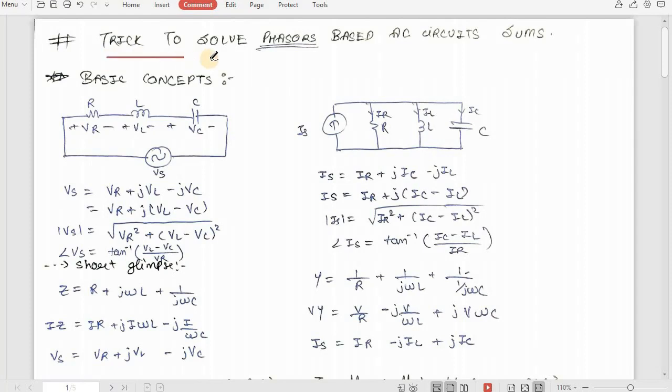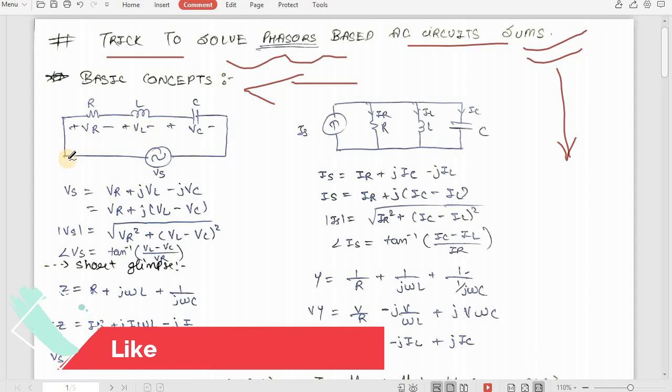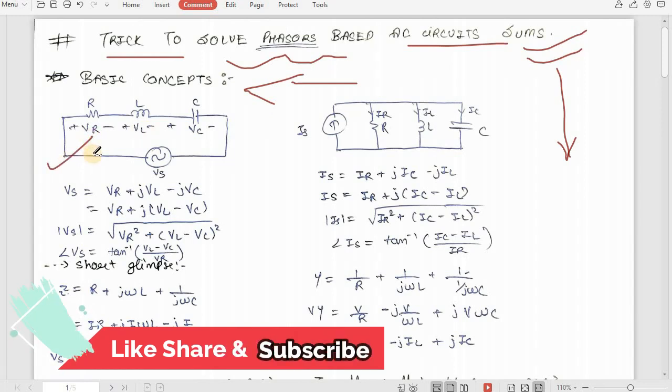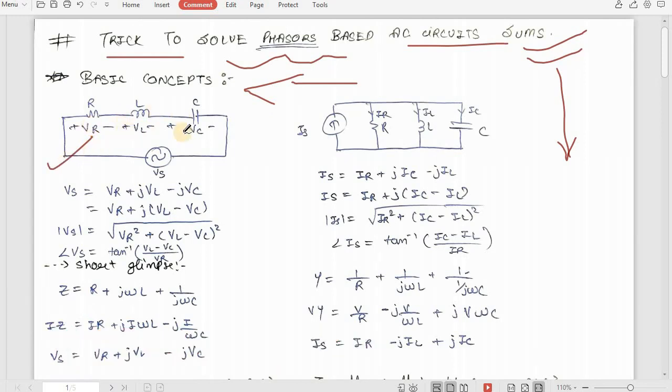Hello friends, today we are going to see the trick by which we can solve phasor-based AC circuit sums very easily, very fast. Before we move to the sum, let us see the basic concepts that are required to solve it. So let's start with the series RLC circuit, where you will find R, L, C all connected in series.